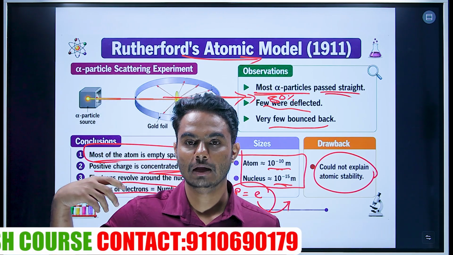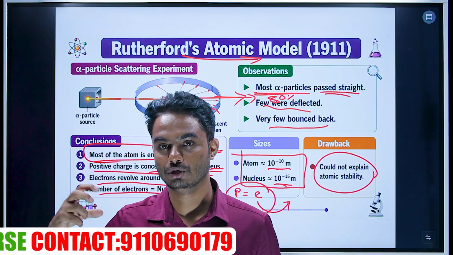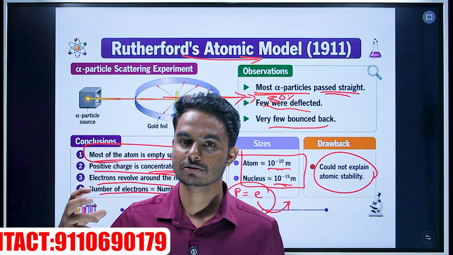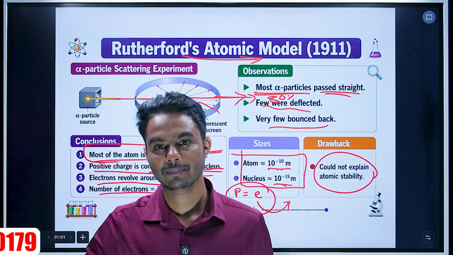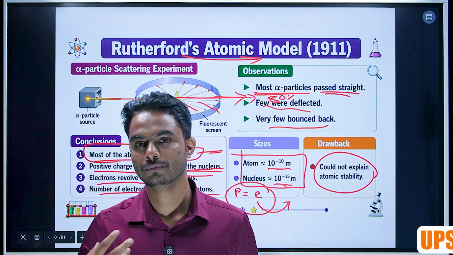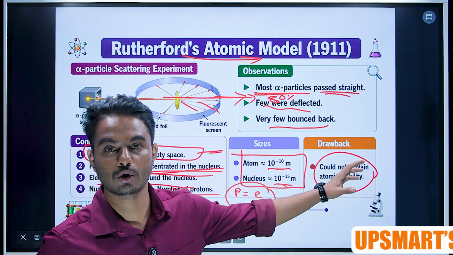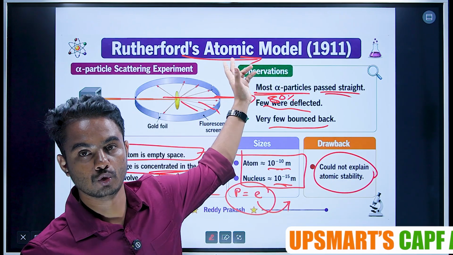It comes through chemical bonding. During chemical bonding, atoms lose or gain electrons. That is related to valency, which will lead to stability. The stability concept was not explained by Rutherford.